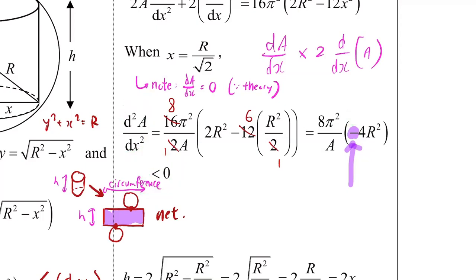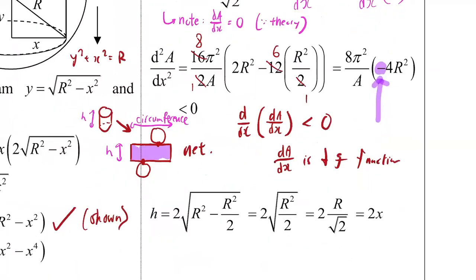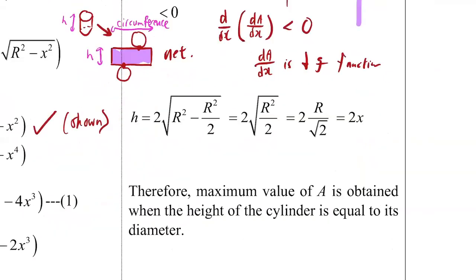What does it mean? It means that the rate d by dx of dA by dx is less than 0. In other words, this dA by dx is a decreasing function. What does it mean when it's a decreasing function? It means the only possibility is for you to have a maximum point.